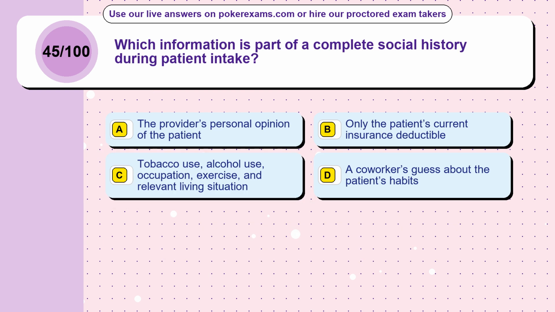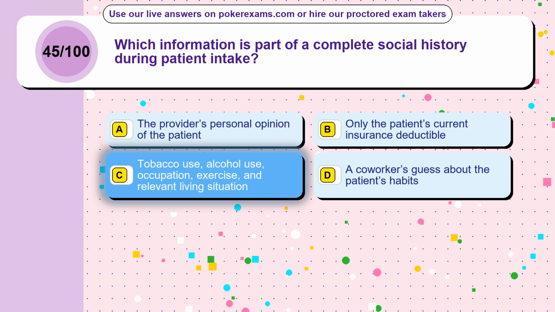Question 45. Which information is part of a complete social history during patient intake? Option A. The provider's personal opinion of the patient. Option B. Only the patient's current insurance deductible. Option C. Tobacco use, alcohol use, occupation, exercise, and relevant living situation. Option D. A coworker's guess about the patient's habits.